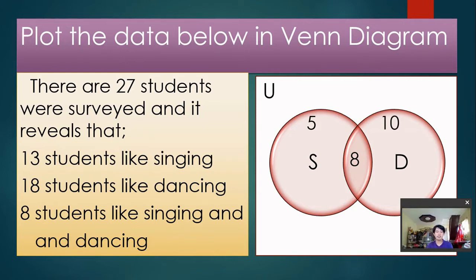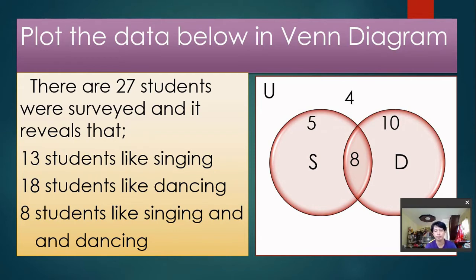So we started at the bottom, 8 students like singing and dancing. Then we generate the second data, which is 18 students like dancing. There is 8 already, then we need to add 10. And for 13 students like singing, we need to add 5 in order to get 13. So that's how you plot data in a Venn diagram.